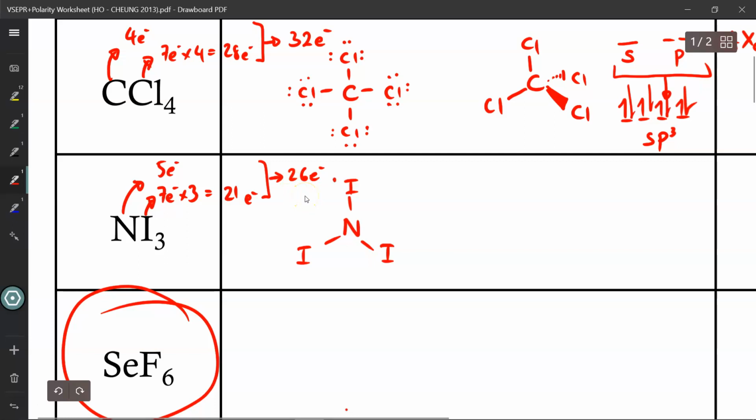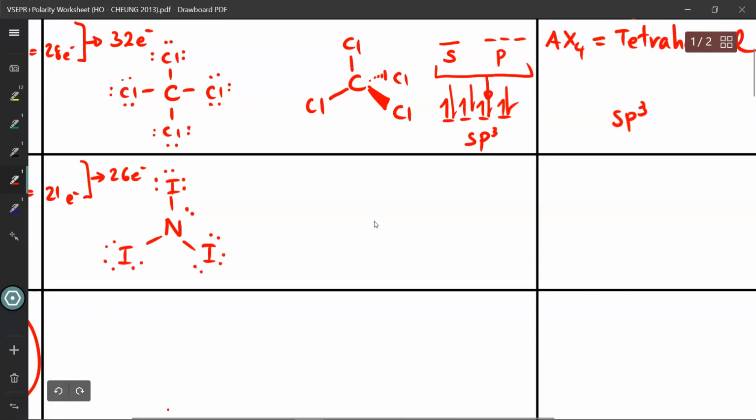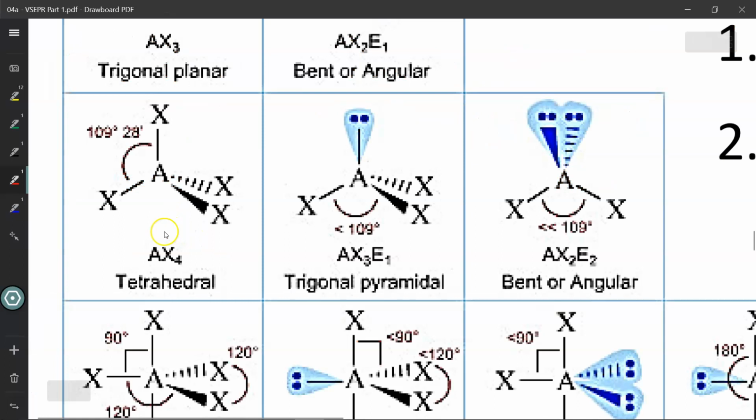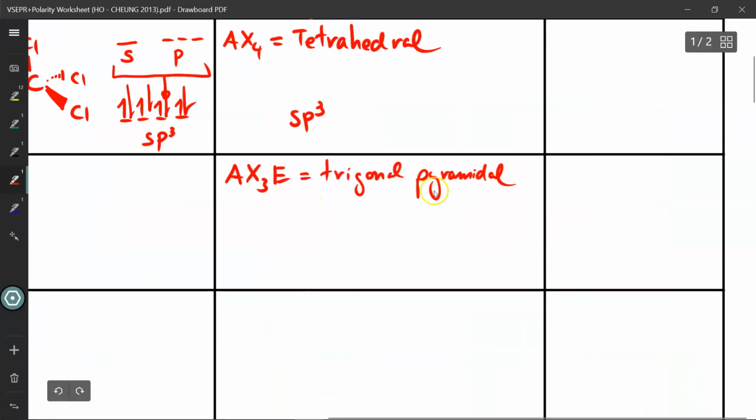iodines priority. So 1, 2, 3, 4, 5, 6, 7, 8, 9, 10, 11, 12, 13, 14, 15, 16, 17, 18, and I need to draw 2 more electrons, so I'm going to give them to the nitrogen as a lone pair. Thus, my AXE formula is going to be A for the nitrogen, X3 for the 3 iodines, and an E for the 1 lone pair of electrons around the nitrogen. Looking back at my chart, AX3E is trigonal pyramidal. So we have trigonal pyramidal.